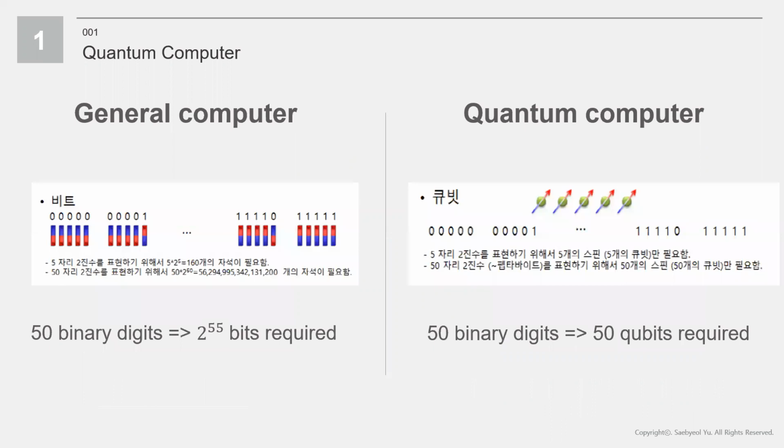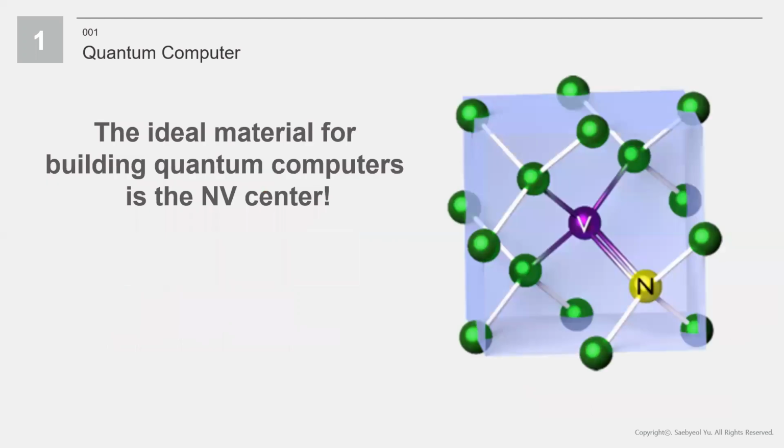Let's look at a concrete example. A general computer requires 2 to the power of 50 bits to represent a 50-digit binary number, whereas a quantum computer requires only 50 qubits. One of the ideal materials for building a quantum computer with such excellent computational power is the NV center. The NV center is used as a single photon emitter in a quantum computer.